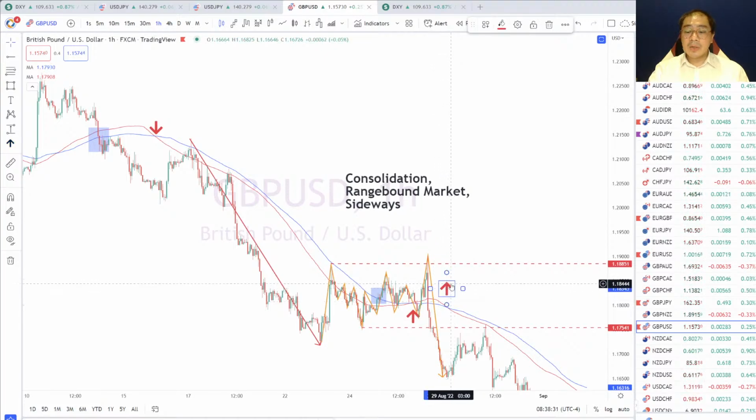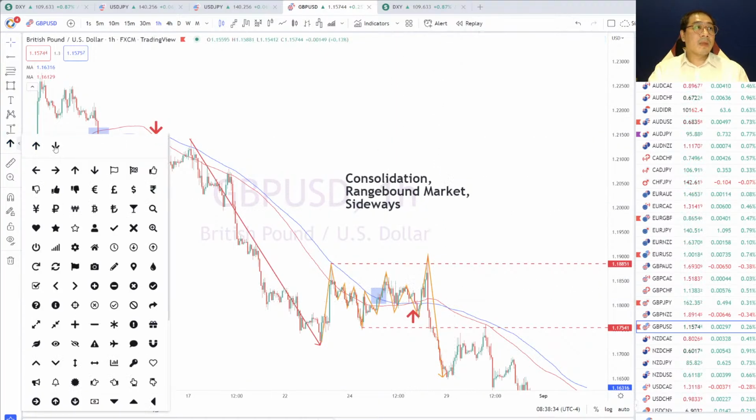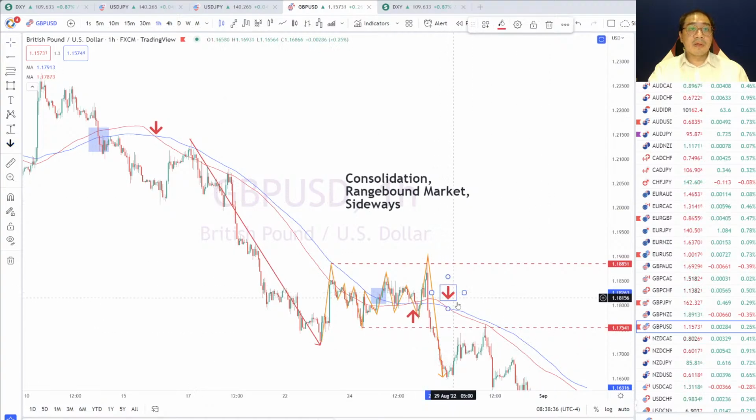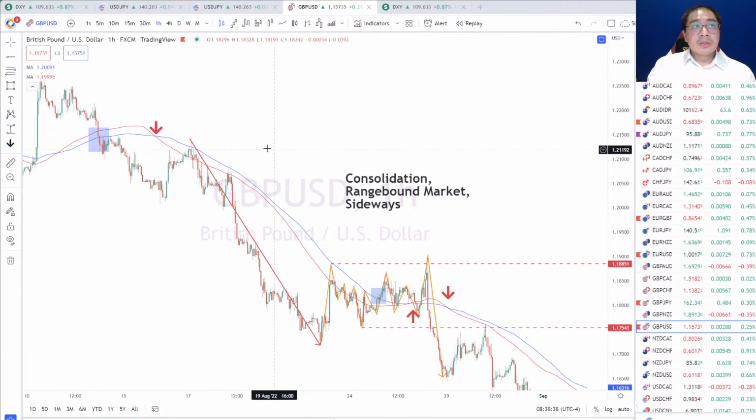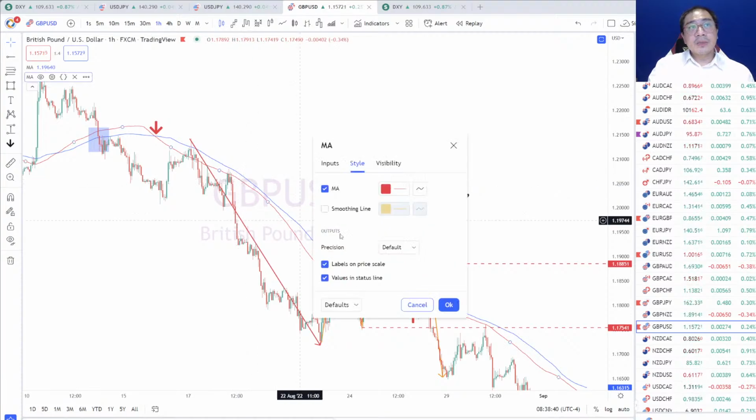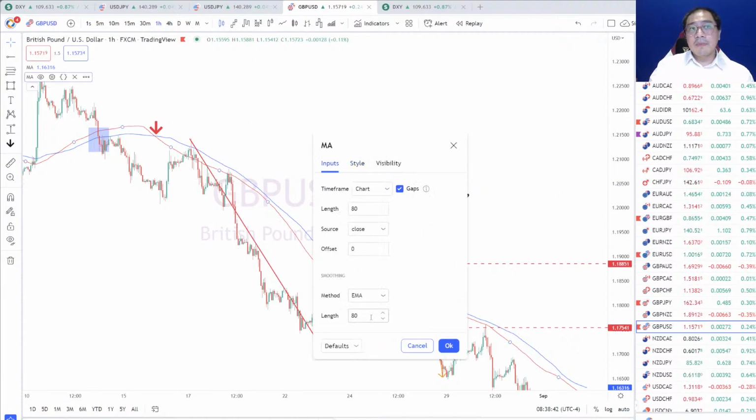Why do I keep getting the up arrow? I want down. There we go. Notice this: if I change the moving average to something closer to 100, let's say I have it at 95.